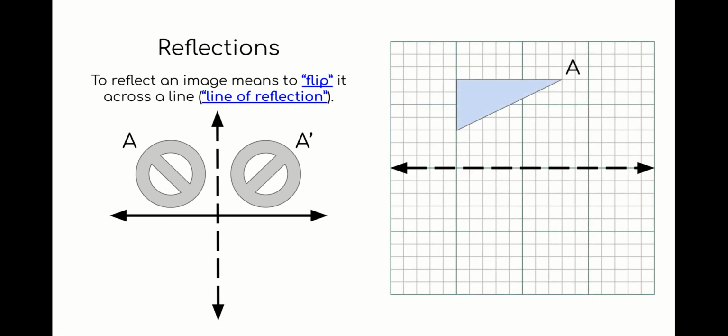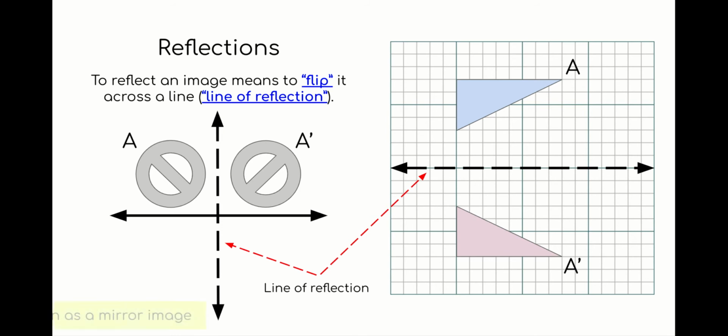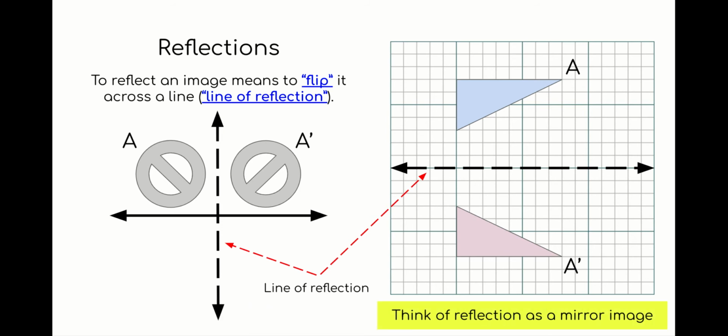Okay, so over here, we're going to start with a triangle. We'll call that A. We're going to flip it over that dotted line, and that'll give us A prime. And I want you to notice that they're the same distance away from the line of reflection on both sides. So again, those two dotted lines are the line of reflection. And we're thinking of reflection as a mirror image.